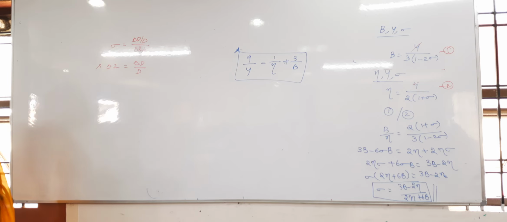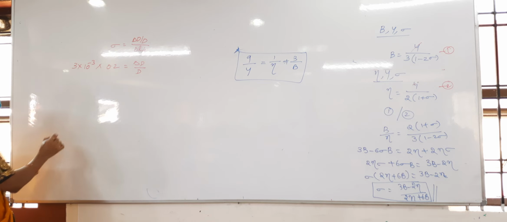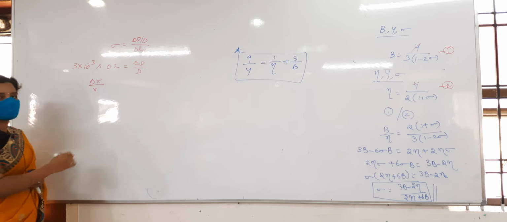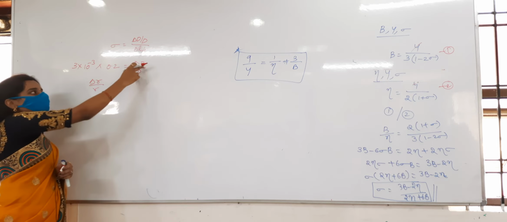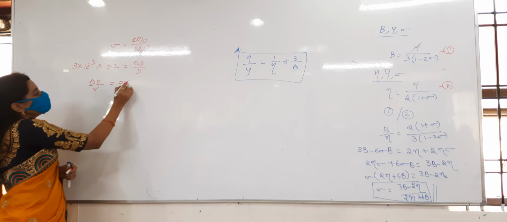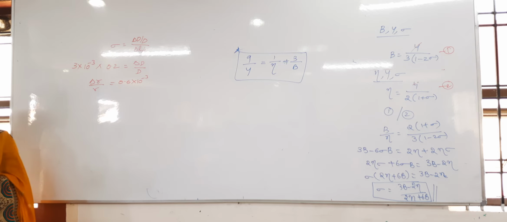What is the percentage change in length they said? Longitudinal strain, that is what? No, delta L by L. How much is that? 3 into 10 power minus 3. They have not given percentages, they have given directly 3 into 10 power minus 3. Then delta d by d is equal to, can I write it as delta r by r? 2r divided by 2r, the 2 gets cancelled. So delta r by r is also the same, that is how much? 0.6 into 10 power minus 3. This is the delta r by r we got.